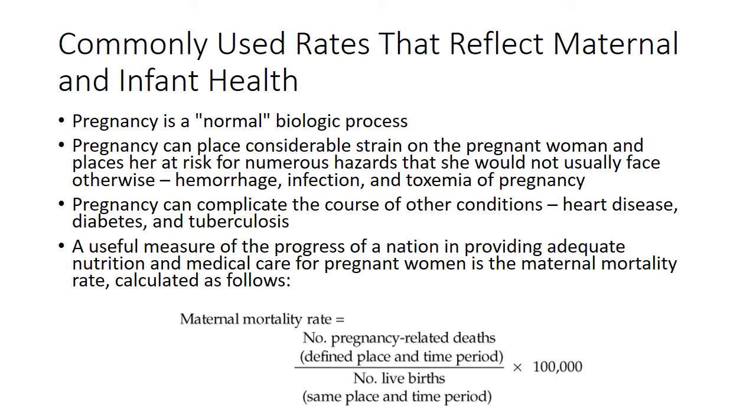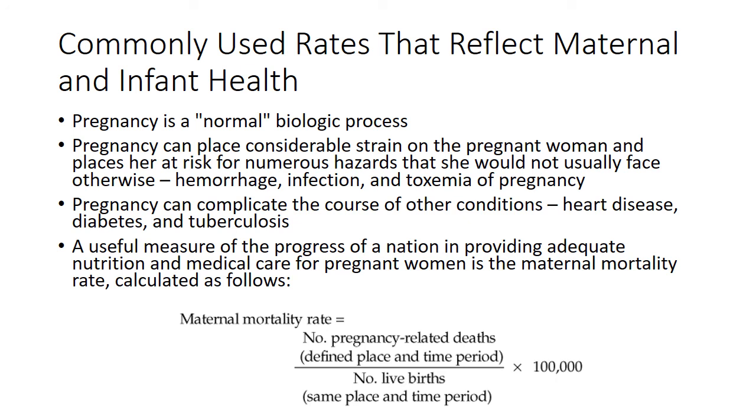And due to the complicated course of some of these conditions, things like heart disease, diabetes, TB, because that can have an effect here, we can look at the progress of a nation as far as providing adequate care to these women based on the maternal mortality rate. So how many complicated pregnancies we're having where these women are dying could be another sign of how well a nation is providing care for those mothers.